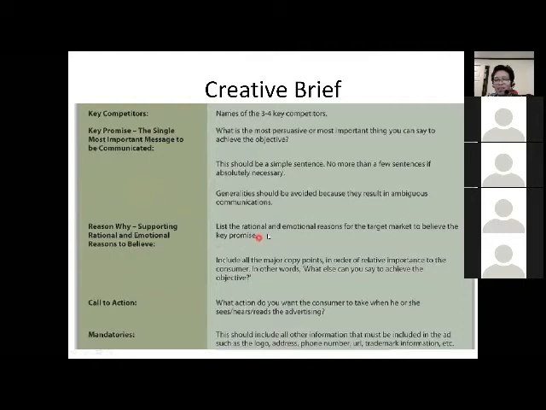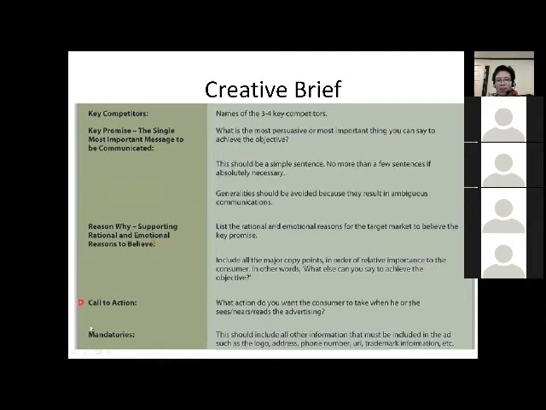Okay, so we list both the rational and emotional reasons for the target market to believe the promise. We include all the major copy points. So in short, what else can you say to achieve the objective that falls under the reasons why, both the rational and the emotional?